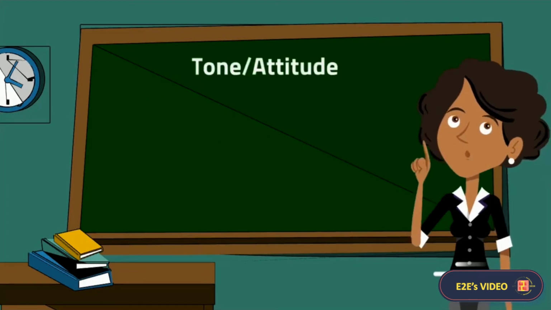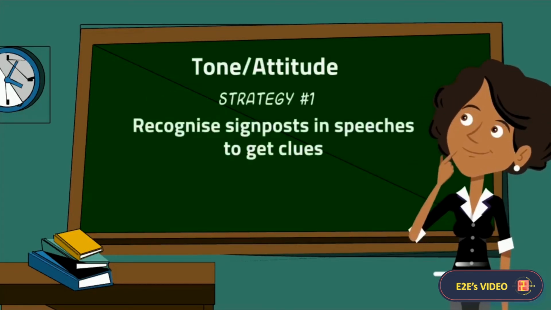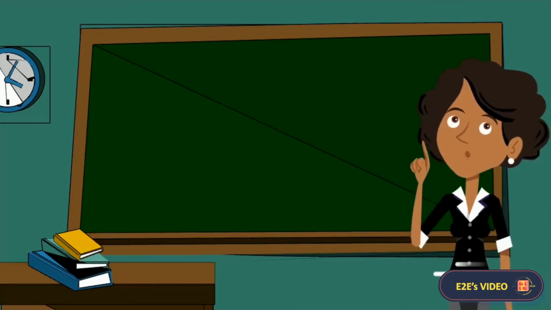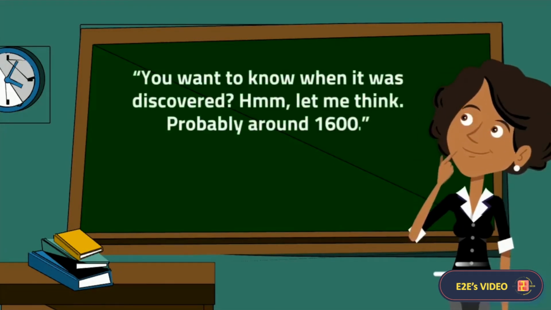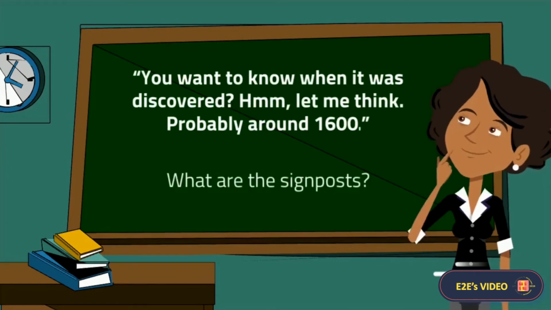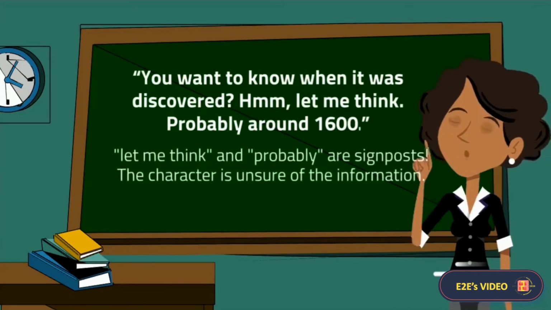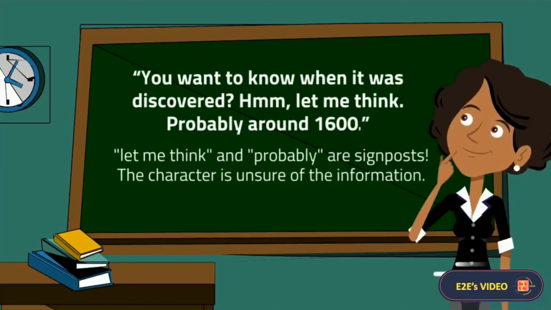For tone or attitude questions, recognizing signposts in speeches will give you valuable clues. For example, the speaker says something like, "You want to know when it was discovered? Let me think. Probably around 1600." Can you point out the signposts? Signposts, including let me think and probably, indicate that she is uncertain of the information.